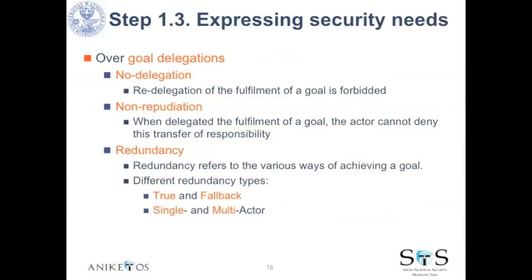Once we have done the modeling and captured all the stakeholders and their interactions, as I said, the important aspect is that of expressing security needs regarding these interactions. And importantly, here in the social view, we allow for expression of security needs over goal delegations. And here I'm going to introduce the three different types of security needs that we support for the time being. The first one is that of no delegation. When a given actor specifies no delegation over a goal delegation, it expects the latter not to redelegate the fulfillment of the goal.